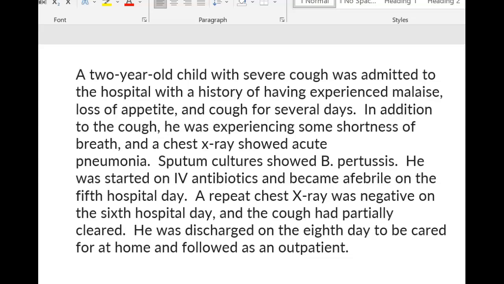The patient was started on IV antibiotics. The fever dropped on the 5th day. They did do a repeat chest x-ray and the cough partially cleared. So he was diagnosed on the 8th day to be cared for at home and followed as an outpatient.